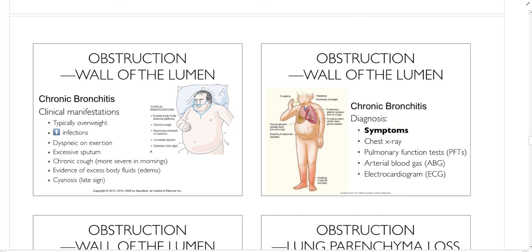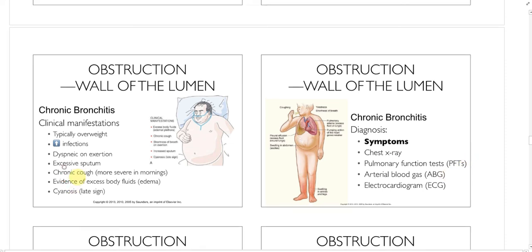We diagnose chronic bronchitis based off the classic symptoms that they have. We may do a chest x-ray to confirm that they don't have anything else going on. We'll do pulmonary function tests, breathing into a spirometer, arterial blood gases, and EKG to rule out other issues.